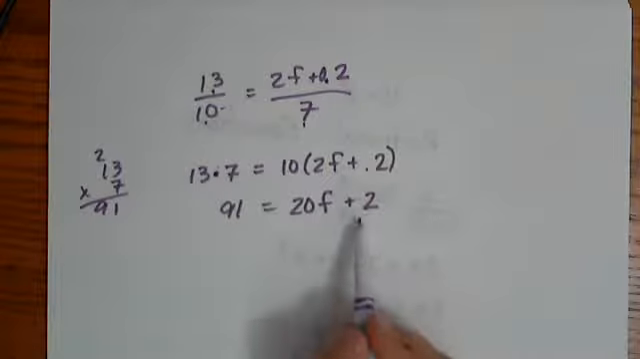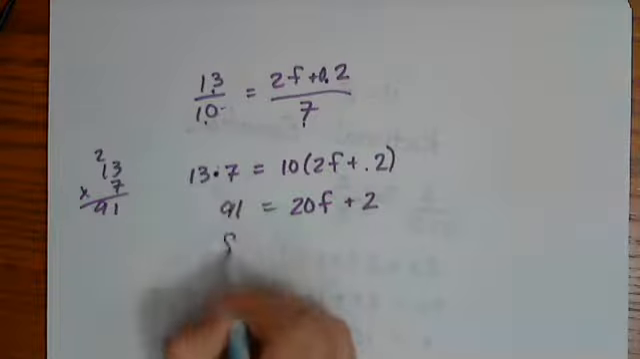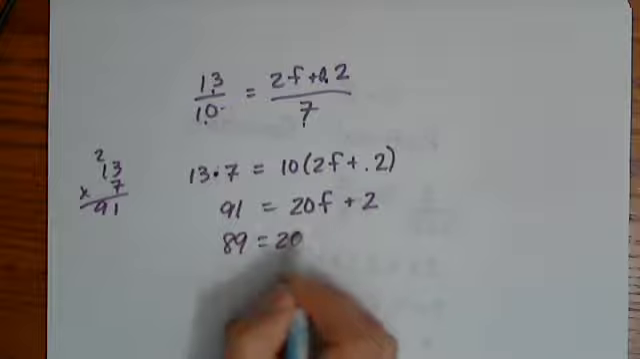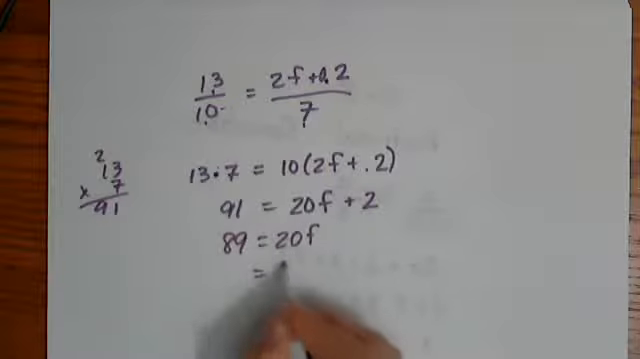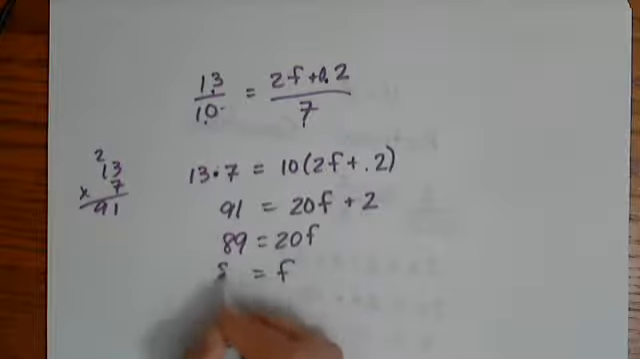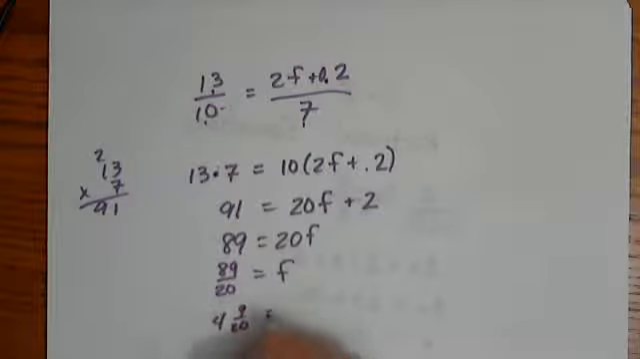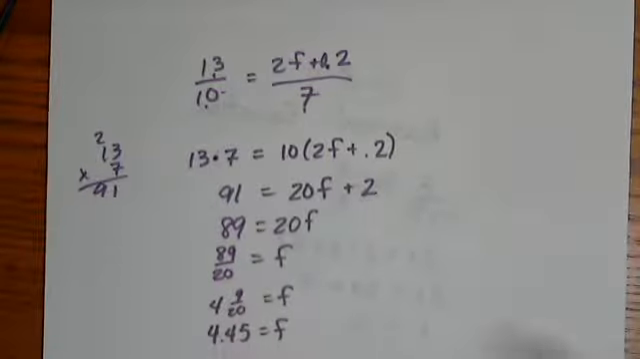Now we can just subtract off the 2. We get 89 equals 20f. And now we can divide by the 20. So f is going to be equal to 89 over 20, which is 4 and 9/20. Or if you would rather have a decimal, it is 4.45. I did that in my head, so double check me, but I think that's right.